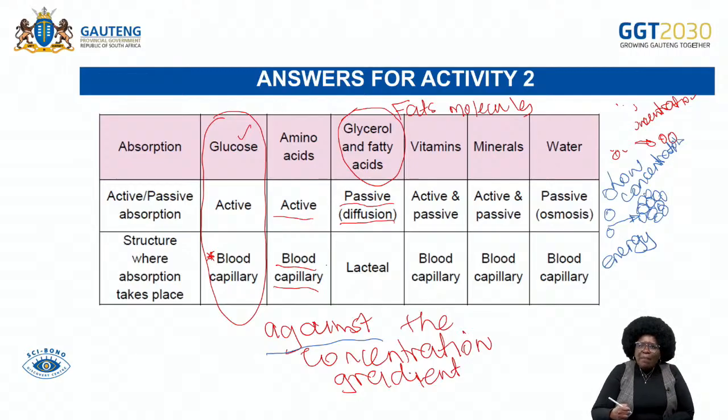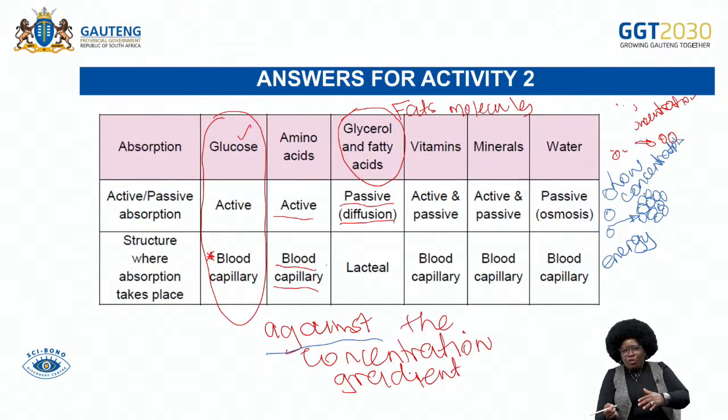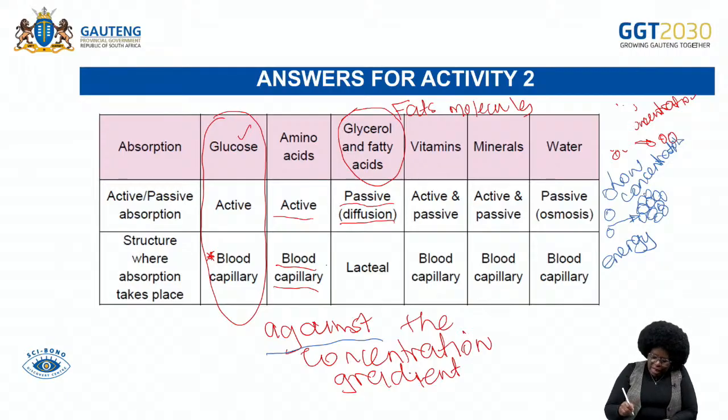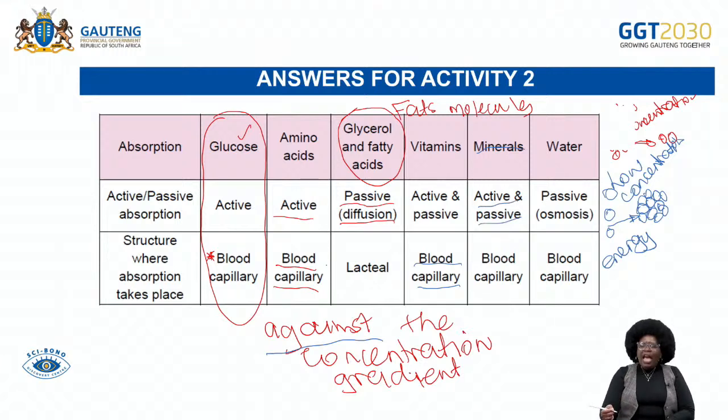But let's check vitamins. Vitamins is both. Vitamins can be actively absorbed or passively absorbed, right? And where is the absorption? It's taking place by the blood capillaries. Minerals, right? Minerals also, it's active or passive absorption. And where is this taking place? It is taking place by the blood capillaries. Water is a passive process, which is called osmosis.